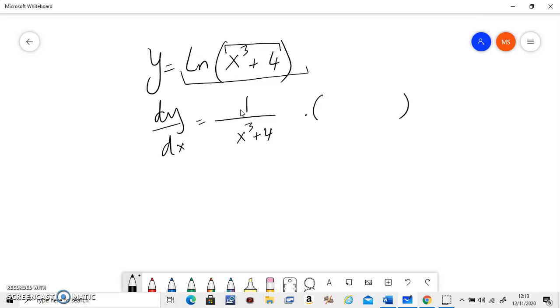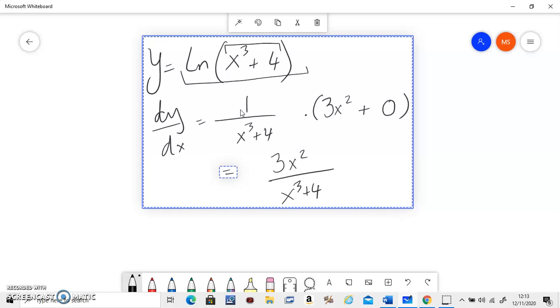x cubed is of the form x to the n. That should become n x to the n minus 1 from the formula list, so it should become 3x squared plus, now remember, the differentiation of a constant is 0. And then you combine the two together, final answer 3x squared divided by x cubed plus 4. So any such problem, differentiate the whole thing first times the differentiation of the inside. Chain rule is very important. You have to understand this by doing practice. Let's do one more.